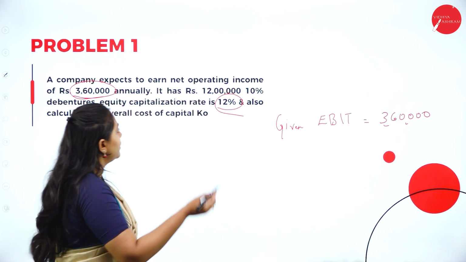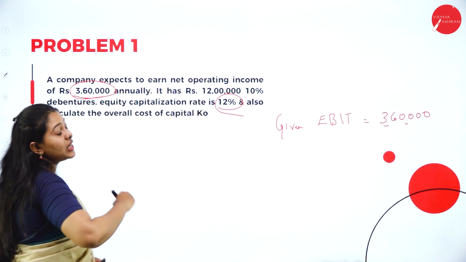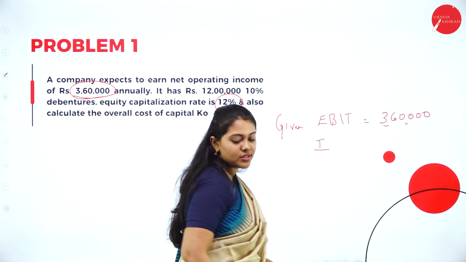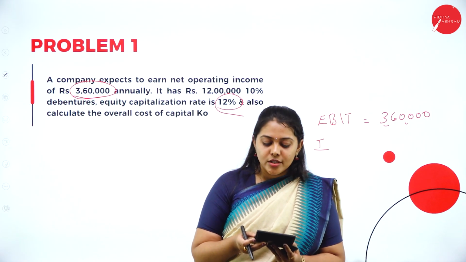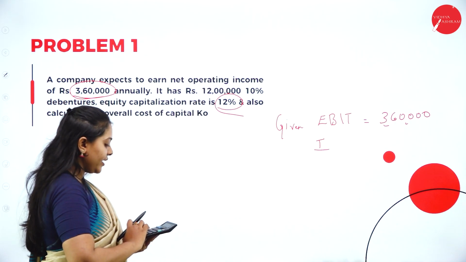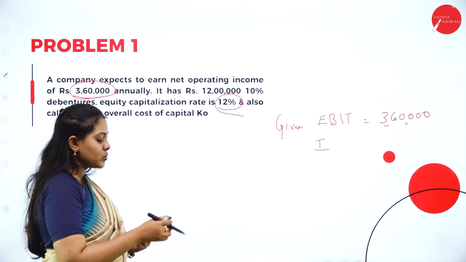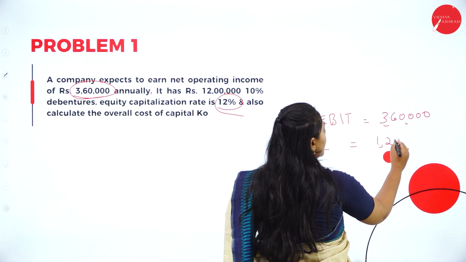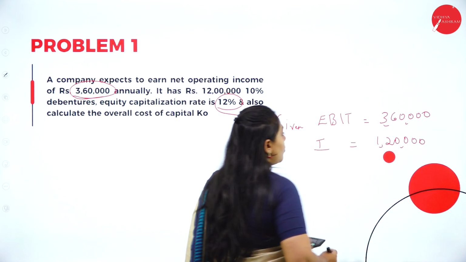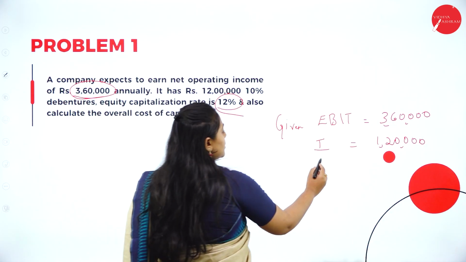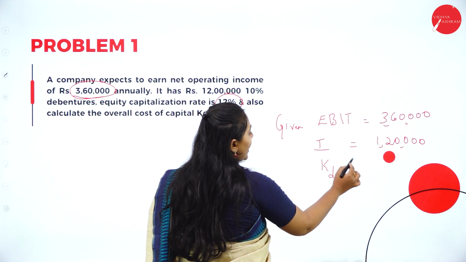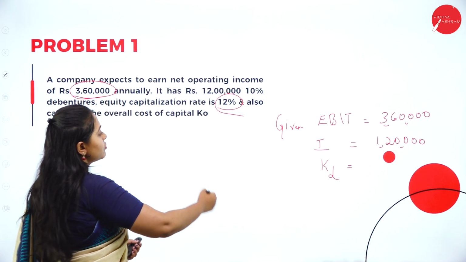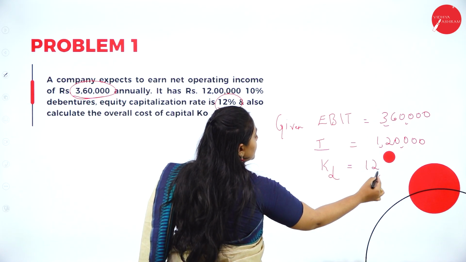Next, what is given? 12 lakh of 10% debenture is given. So what is the interest? Let's use the calculator. 12 lakh into 10% will be almost 1,20,000. So 1,20,000 is your interest. What is the debenture value, the overall cost of debt value? The debenture value we have got is 12 lakh.